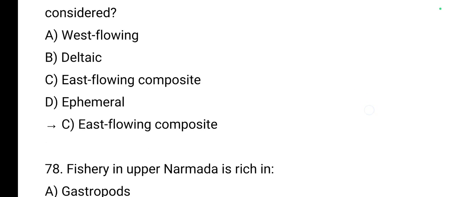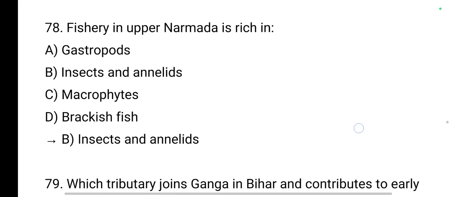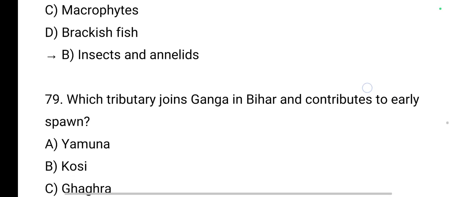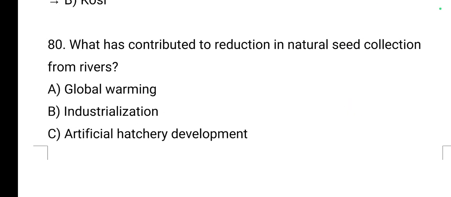What kind of river system is the Ganga, Brahmaputra, Meghna considered? They are east flowing composite. Fishery in upper Narmada is rich in insects and annelids. Which tributary joins Ganga in Bihar and contributes to early spawn? So it is Kosi.